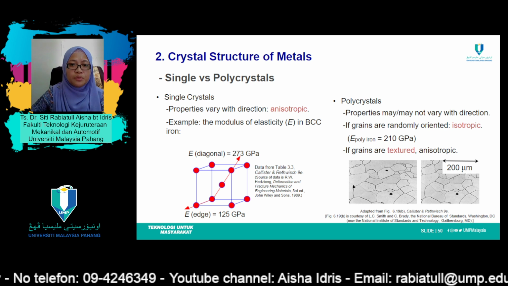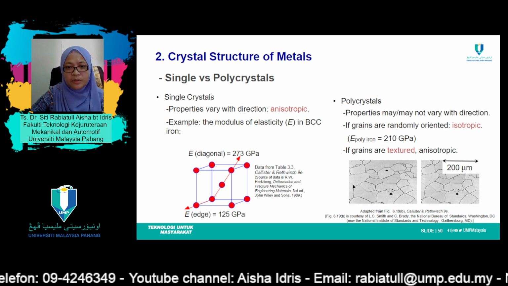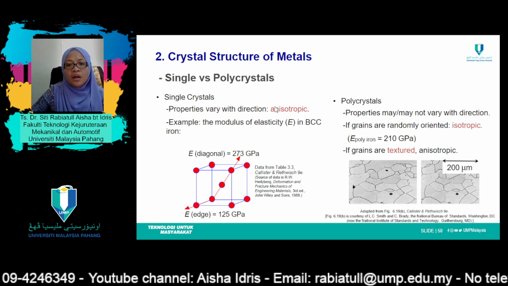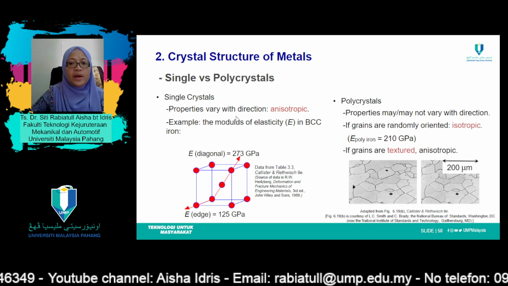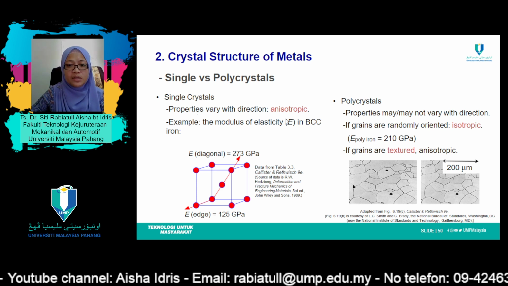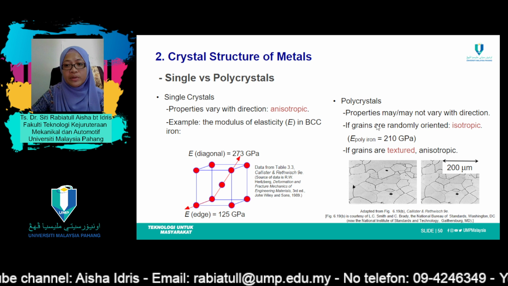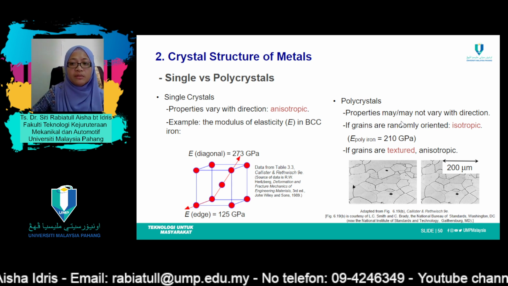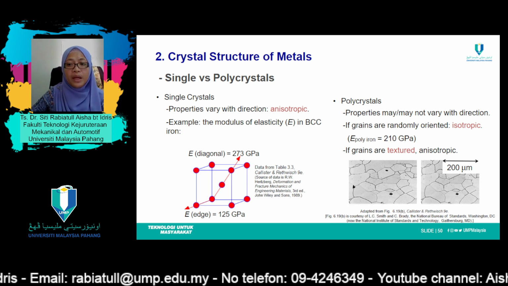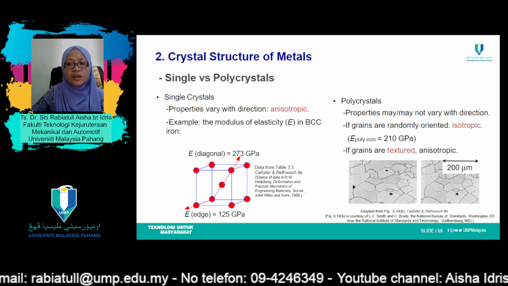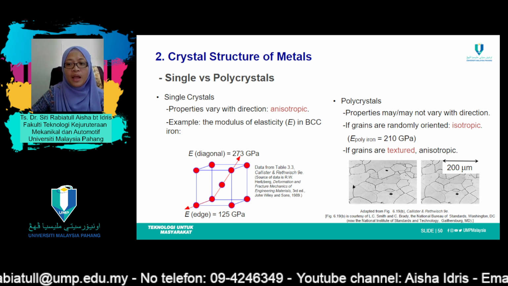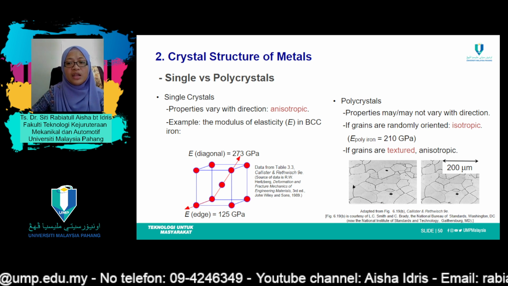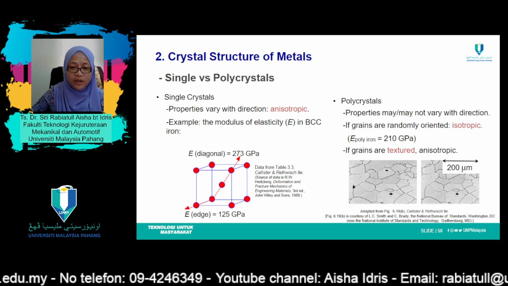Now let's move on to single crystal versus polycrystal. For a single crystal, properties vary with direction, which is anisotropic. For a polycrystal, properties may or may not vary with direction. However, if the grains are randomly oriented, it is called isotropic. And if the grains are textured, it is called anisotropic.